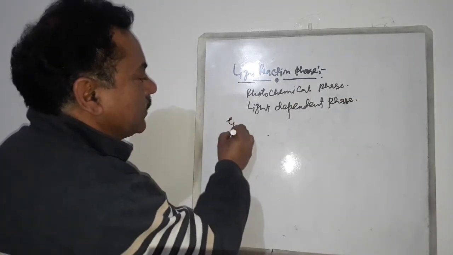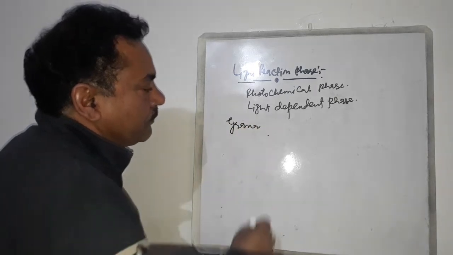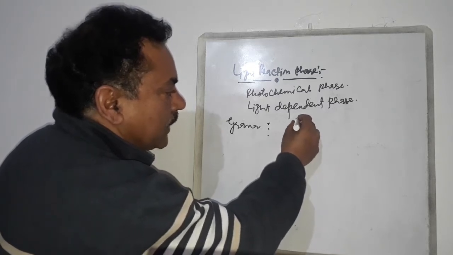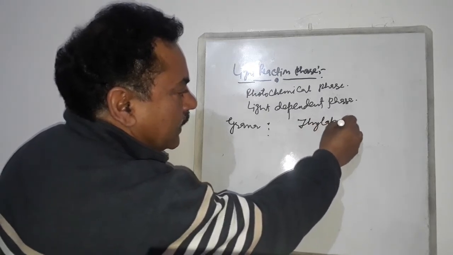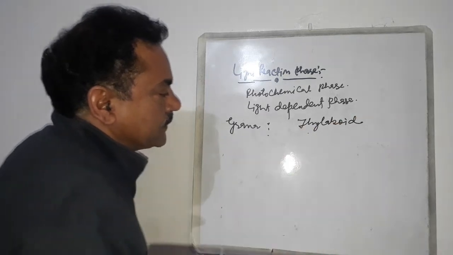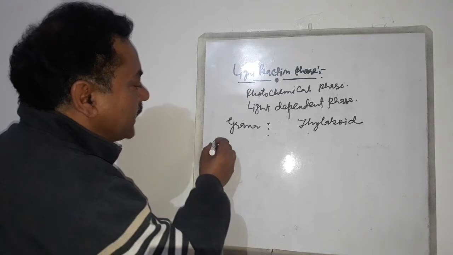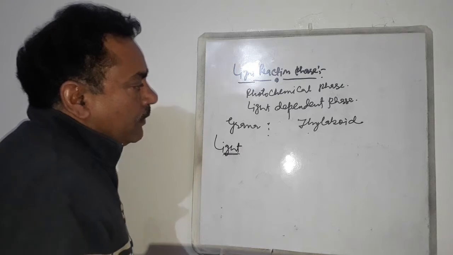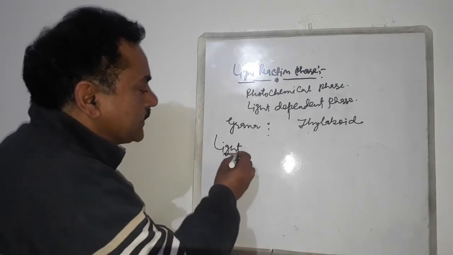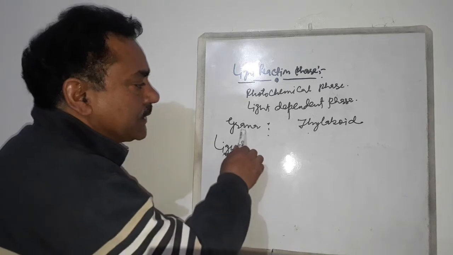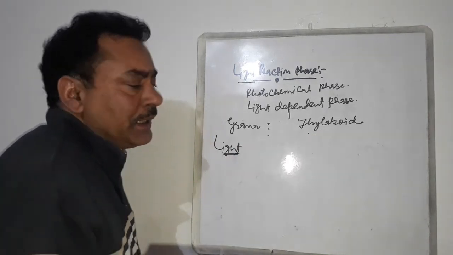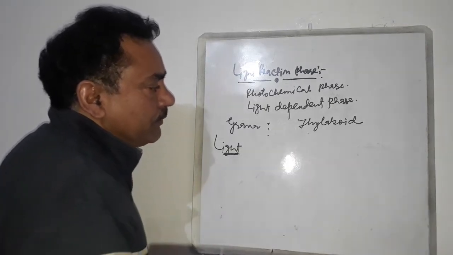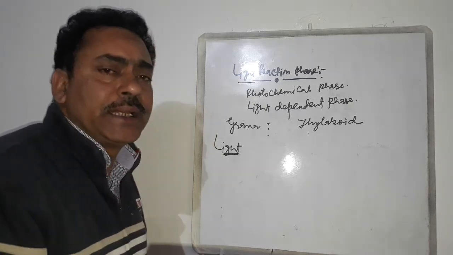This occurs inside the grana, or we can say it occurs in the thylakoid membranes. So presence of light is essential. Light must be present. And when light is present, the photosynthetic pigments present in the grana or in the thylakoid membranes can trap the solar energy, and that solar energy will then eventually be converted into the assimilatory power.